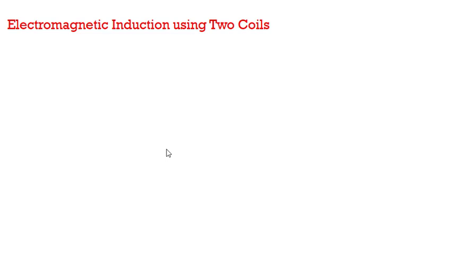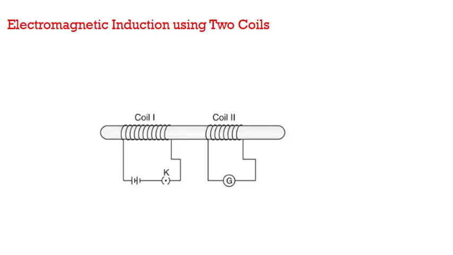Now let us do one more activity. Here we are going to use two coils, as you can see in the diagram. Coil 1 is connected with a battery and a key, and coil 2 is connected with a galvanometer. Now let us see what happens when we switch on the current.